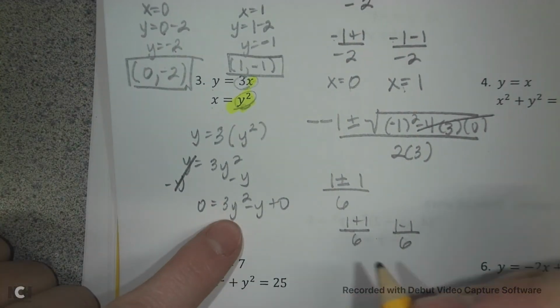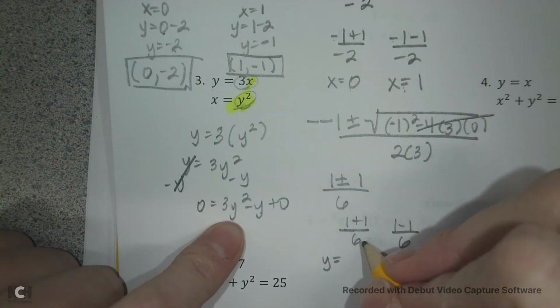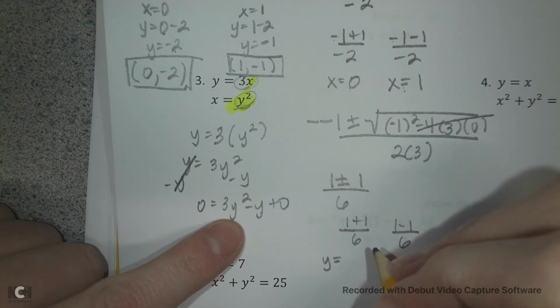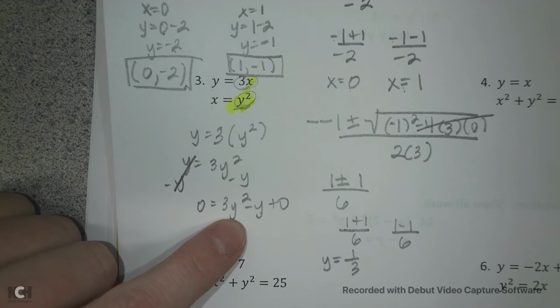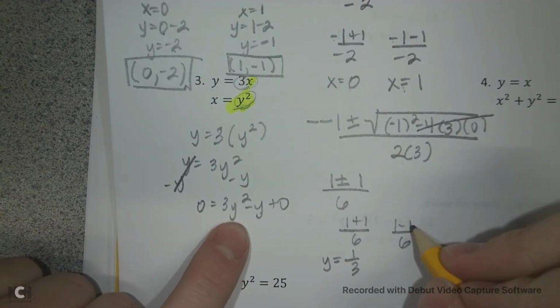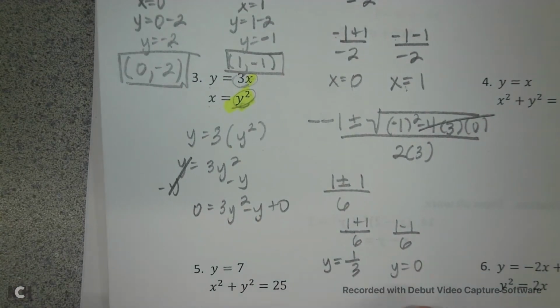Okay, so you have to think about what letter we used. We used y. So that means y equals 2 over 6 in fractions. We're going to keep fractions. It reduces to 1/3. And 1 minus 1 is 0 divided by 6 is 0. So we've got our y values now, and we're going to figure out what our x value is.